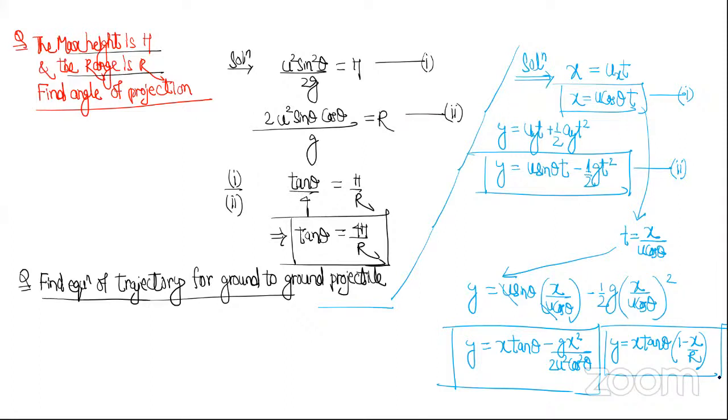We know T equal to 2u sin theta by g, H equal to u square sin square theta by 2g, and R equal to u square sin 2 theta by g. So let's solve some more questions on this. Then we will slowly shift to this equation of trajectory. Right? There are some more questions left. Okay, so write the next question.